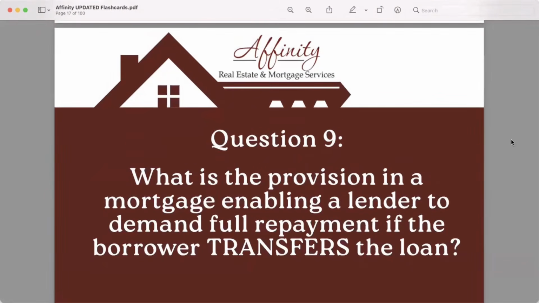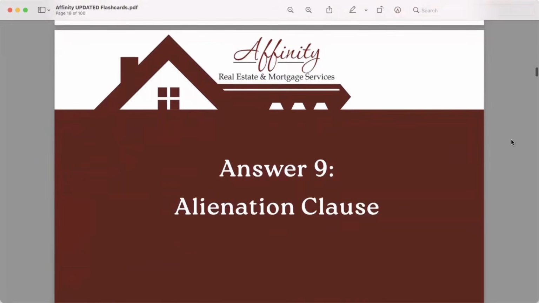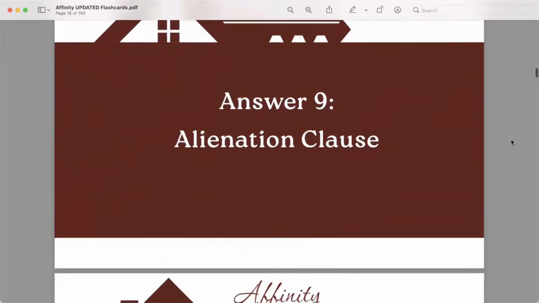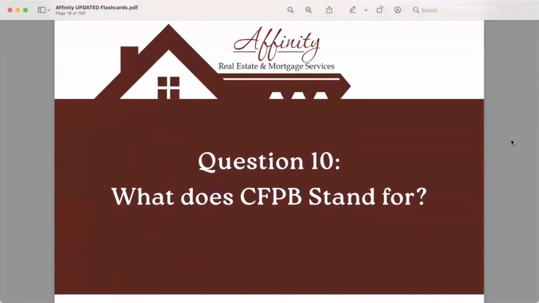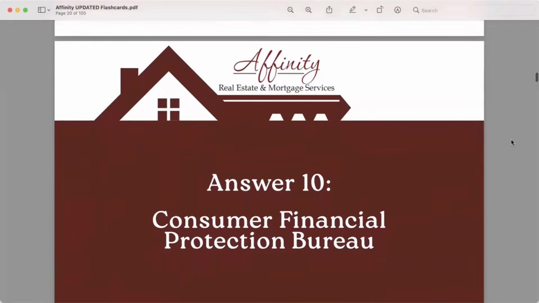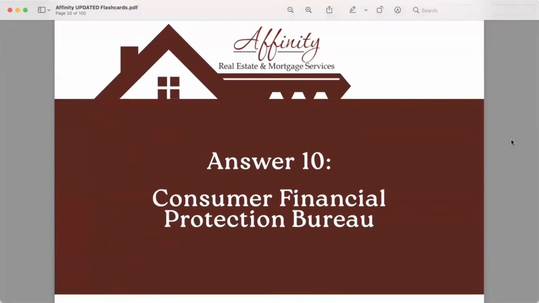Question number nine. What is the provision in a mortgage enabling a lender to demand full repayment if the borrower transfers the loan? The answer is alienation clause. Question number 10. What does CFPB stand for? The answer is Consumer Financial Protection Bureau.